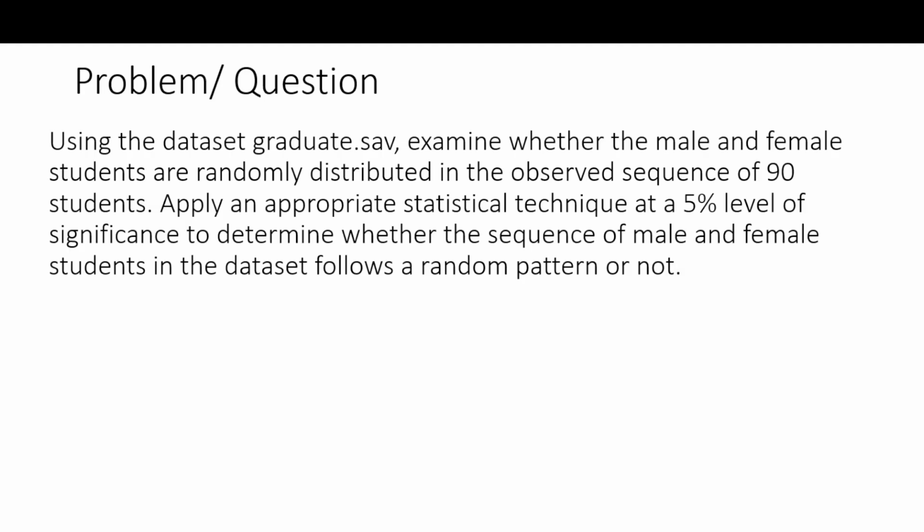So what is the problem or question which we are going to discuss? Using the dataset graduates.sav, examine whether the male and female students are randomly distributed in the observed sequence of 90 students. Apply an appropriate statistical technique at a 5% level of significance to determine whether the sequence of male and female students in the dataset follows a random pattern or not.